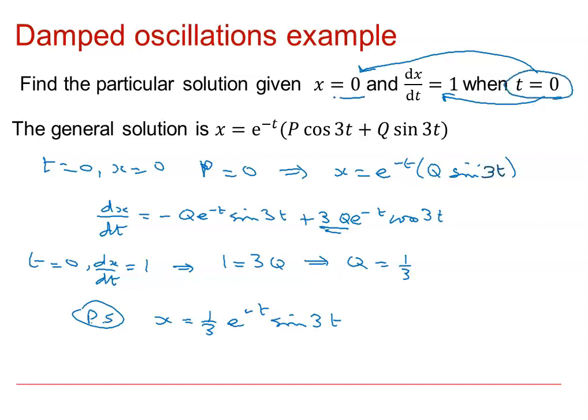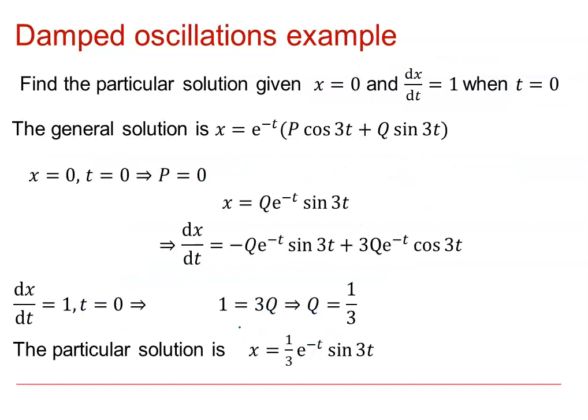So this motion, we started the motion at the origin with a velocity of 1, and that gives us this particular solution. So we can see it's an oscillating solution due to the sine 3t, but the damping effect is given by this e to the minus t term. So we used this condition to substitute in order to find the value of p, and we substituted this condition in to find the value of q to give us our particular solution.